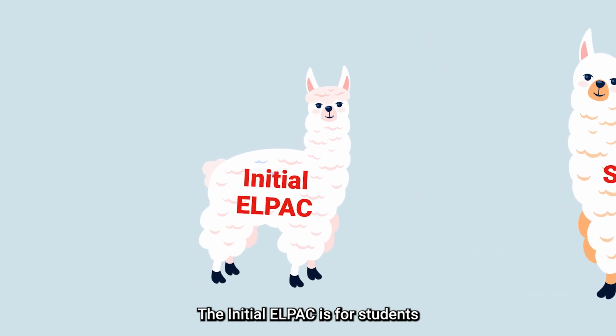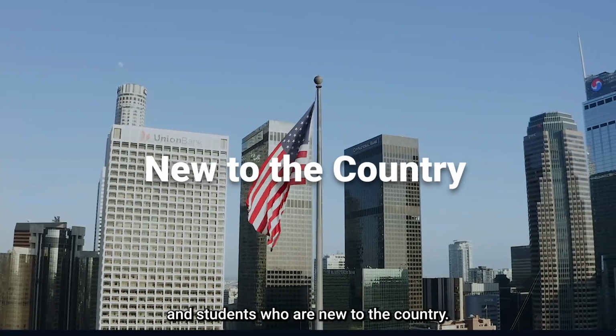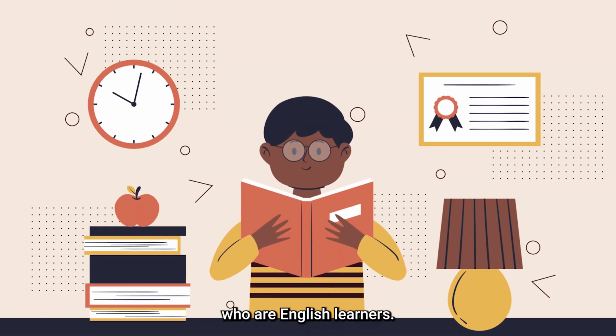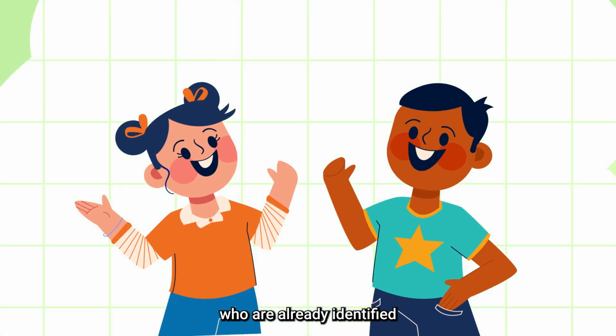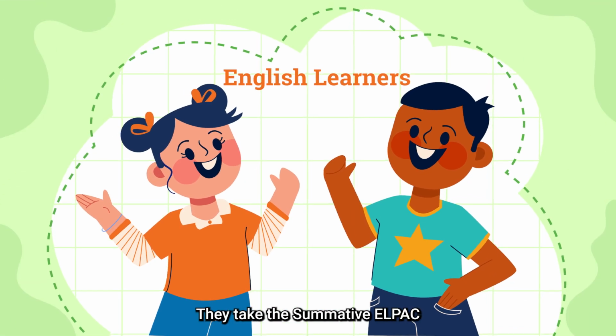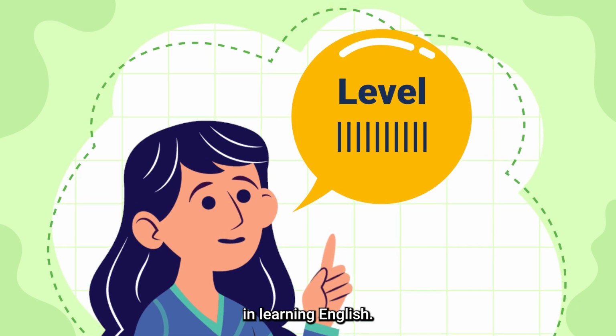The initial ELPAC is for students who are new to California and students who are new to the country. This helps us identify students who are English learners. The summative ELPAC is for students who are already identified as English learners. They take the summative ELPAC test to see their progress in learning English.